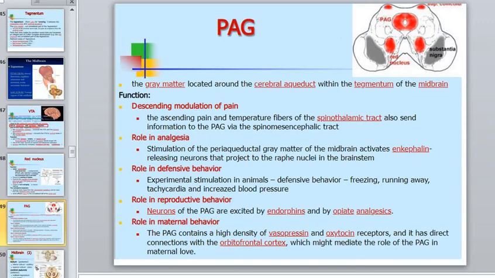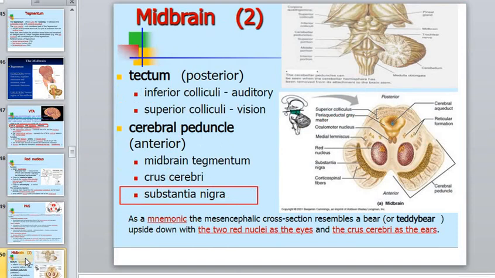And the next part, the periaqueductal gray, the gray matter located around the cerebral aqueduct and within the tegmentum of the midbrain. Its function is modulation of pain, a role in anesthesia, and a role in defensive behavior, reproductive behavior and maternal behavior. So it is very important for animals. All reflexes are very important for animals.